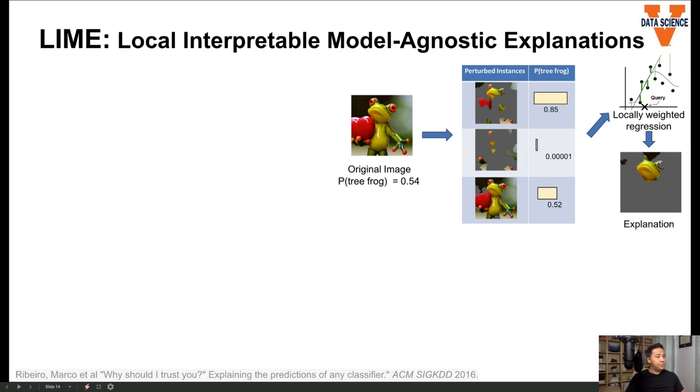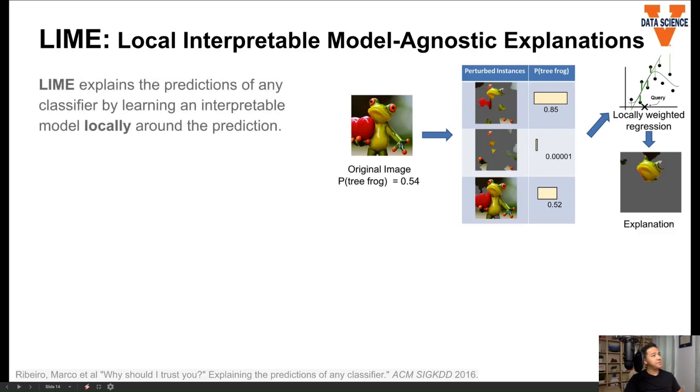there is a research group led by Marco Ribeiro in 2016 that came up with a method called LIME, or Local Interpretable Model-agnostic Explanation. And it works well for images. The way it works is to explain the prediction of any classifier by learning an interpretable model locally around the prediction. It treats the model as a black box. You take any test image, and the model produces some sort of score or probability for this image belonging to a certain class.